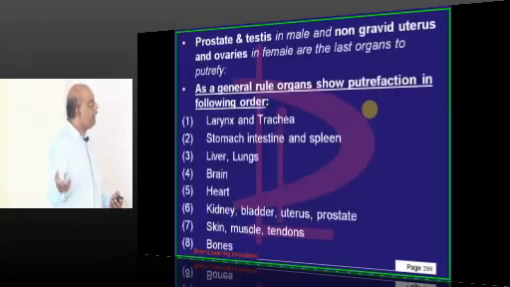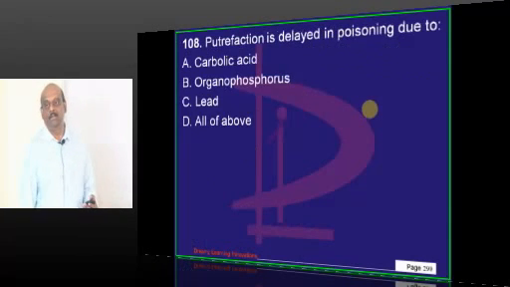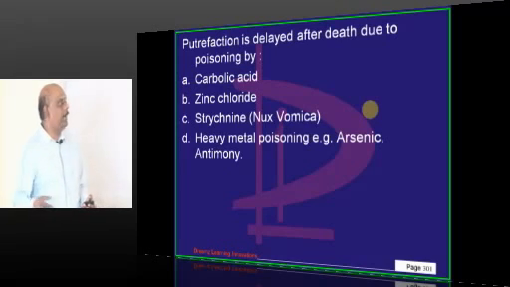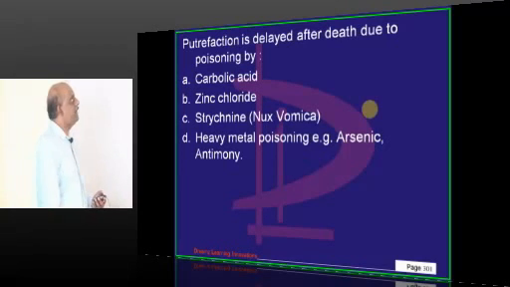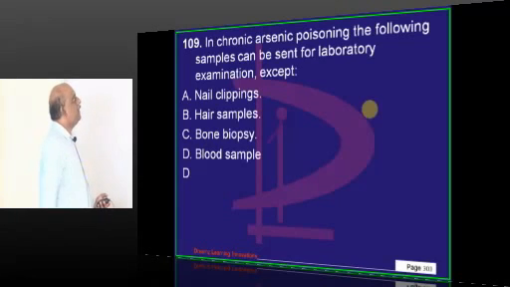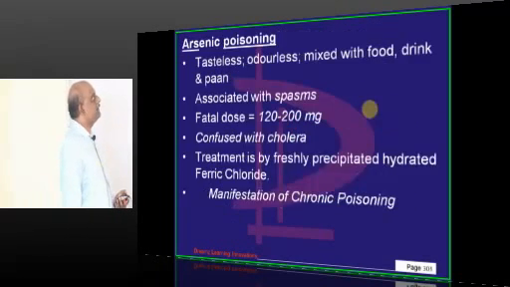Now, prostate putrefies very late. Carbolic acid, zinc chloride, strychnine, and arsenic and antimony poisoning, there is a delay in the putrefaction. In arsenic poisoning, typically we collect bone biopsy, hair samples, and nail clippings. They are the ones which are basically collected.